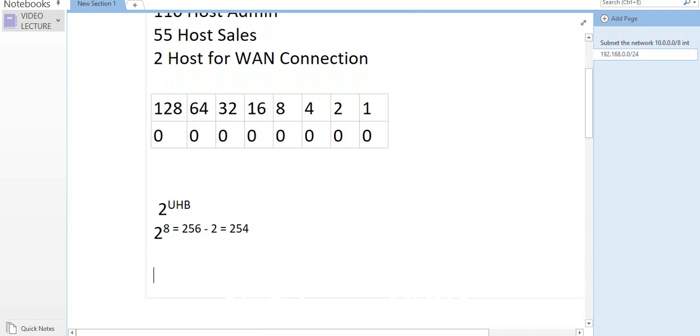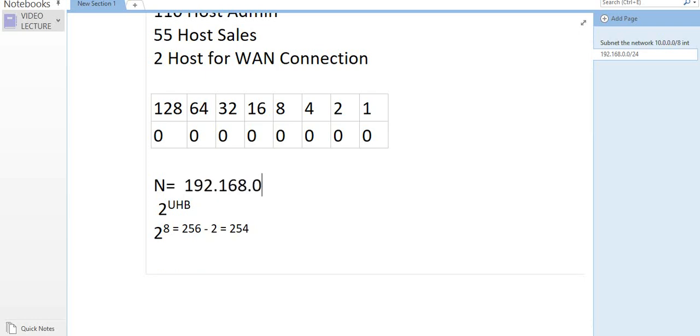Alright, so our network address so far would be 192.168.0.0/24. Our prefix remains the same because we're using all the 8 bits, therefore 24 bits still represent the network.